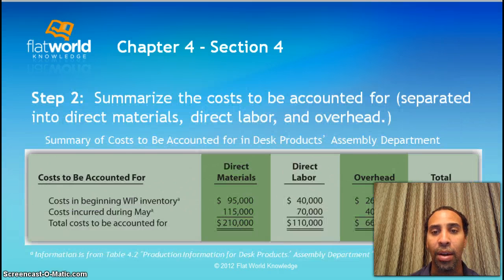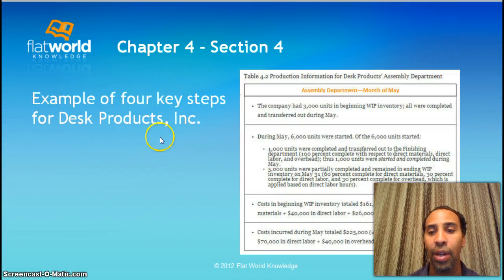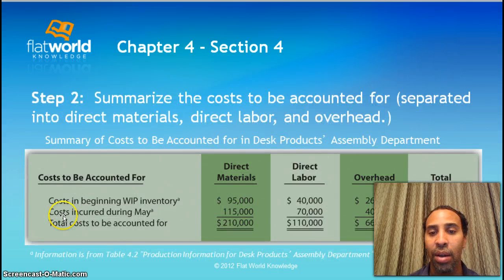Then you come here and you see that the cost in beginning work in process inventory is 95,000, 40,000, and 26,000. Where did those numbers come from? They're given here on the grid. The cost in beginning work in process inventory totaled 161,000: 95,000 in direct materials, 40,000 in direct labor, and 26,000 in overhead. If we go back to our grid, we see the 95, the 40, the 26 totaling the 161,000.